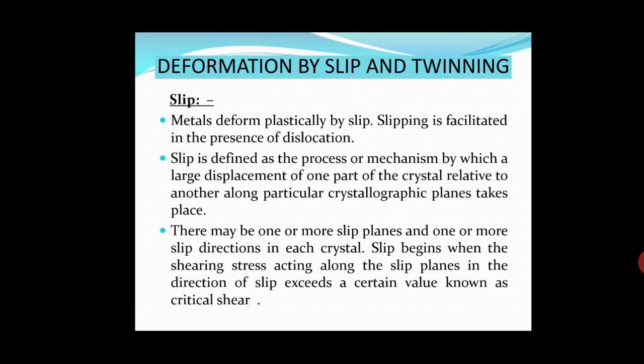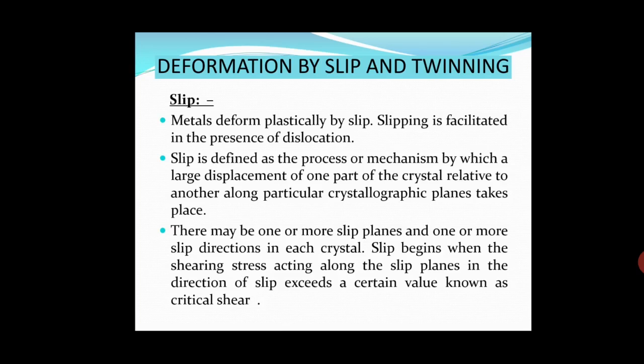So metals deform plastically by slip, and slipping is facilitated in the presence of dislocation. Slip is defined as the process or mechanism by which a large displacement of one part of the crystal relative to another along a particular crystallographic plane takes place, which I have already told.